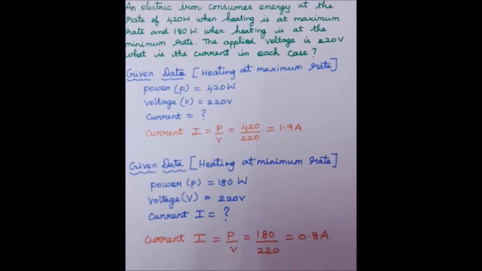We know that current I equal to power by voltage. For the first case, power is 420 by voltage 220. We get the answer as 1.9 ampere. In the second case, power is 180 by voltage 220. We get the answer 0.8 ampere.